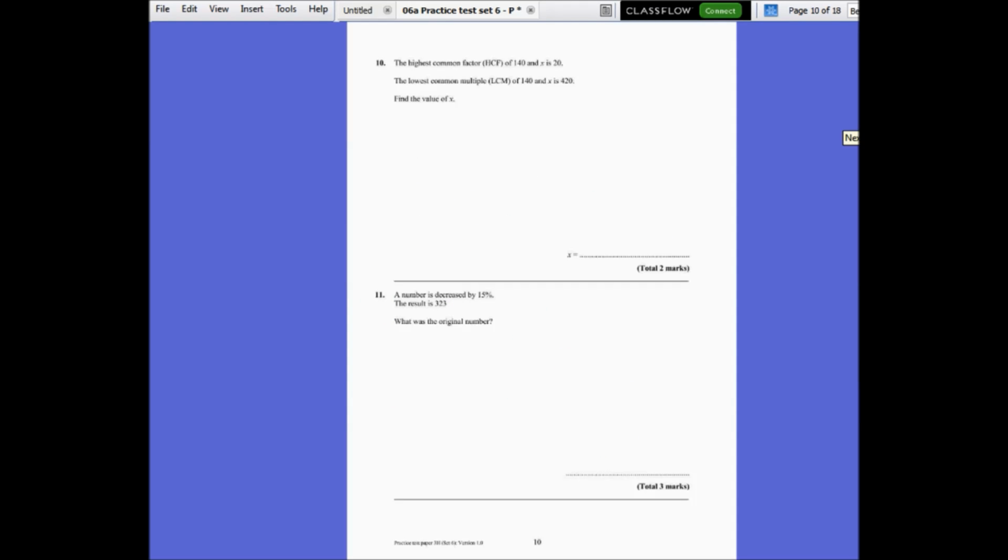Question 10. The highest common factor of 140 and x is 20, and the lowest common multiple of 140 and x is 420. Work out the value of x. For this, I'm going to do the prime factor decomposition and put it into a Venn diagram to see exactly what's missing. So 140 can be split up into 2 and 70, then 2 and 35, and then 5 and 7. So 140 is 2 times 2 times 5 times 7.